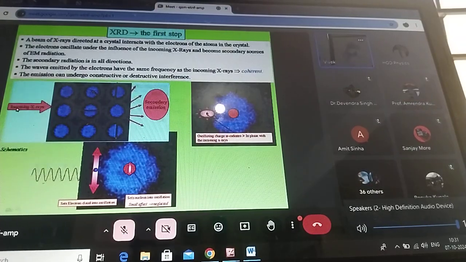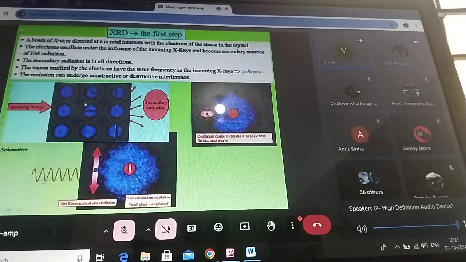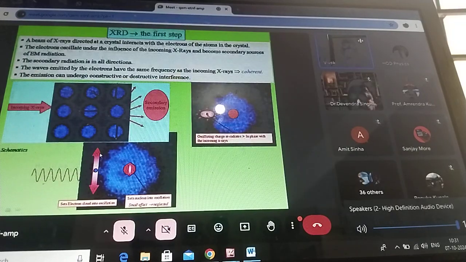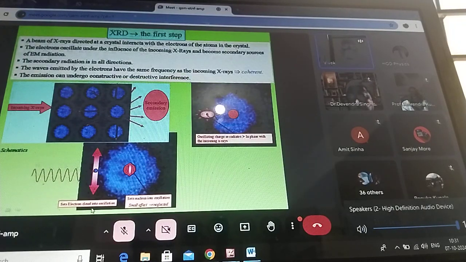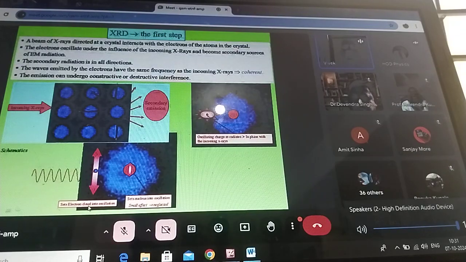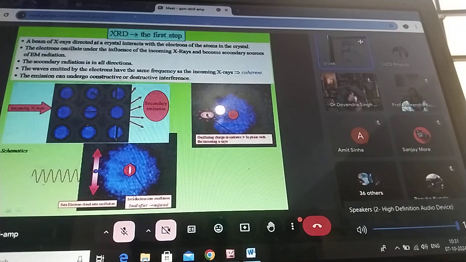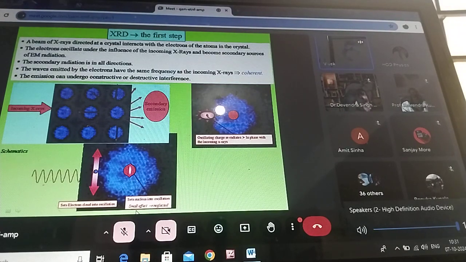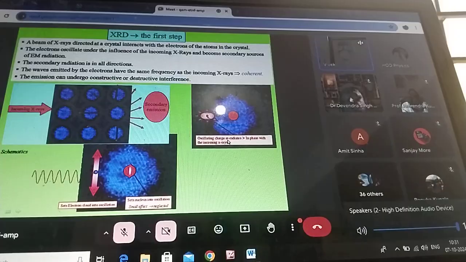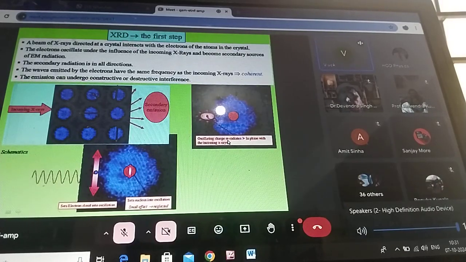So what happens when incoming X-rays fall on a crystalline material? The electrons vibrate with the same frequency. The electron cloud is set into oscillation. This also sets the nucleus into oscillation, but that is a small effect which we can neglect here. Oscillating charges re-radiate in phase with the incoming X-rays.